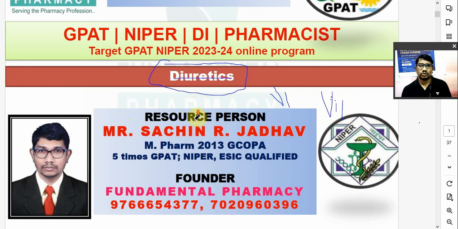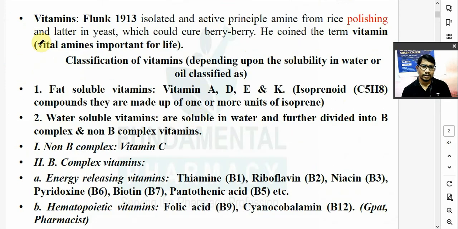So who coined this term? Remember, vitamin means vital amine: vital, and amine is the amine-containing function. There was a scientist, Funk, in 1913. He isolated for the first time an active principle, a compound, from rice, and he found that the compound was amine in nature. And it was very important.